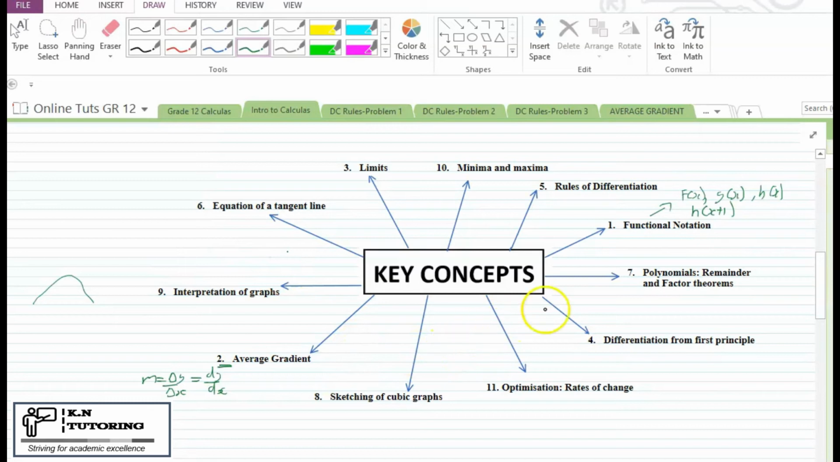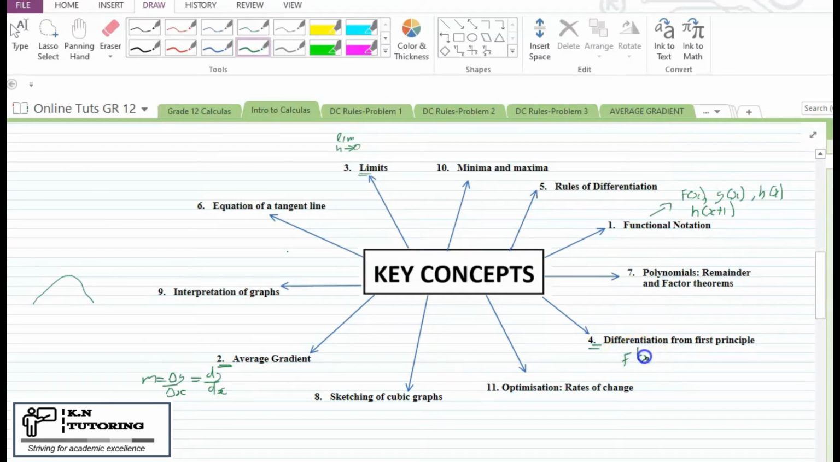Okay. Thirdly, we will look at limits. This is going to be a new topic for you. Under limits, you will come across a notation like this: limit as h approaches 0. I don't want to dwell much on this, but you just need to know that under limits we'll be seeing this type of notation.